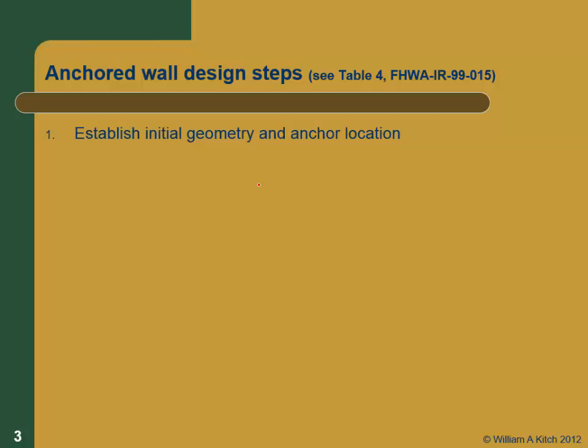All right. So, anchored wall systems. The procedure is, the first thing you do is establish the initial geometry and the anchor locations. It's very similar to what you do for the braced excavations. You've got to have a design to start with. So the first thing you're going to do is look at the overall design of the system and figure out where you think you need anchors and come up with an initial anchor system.